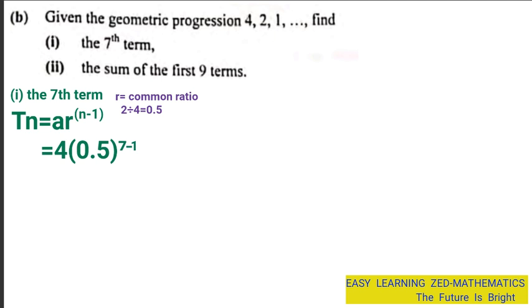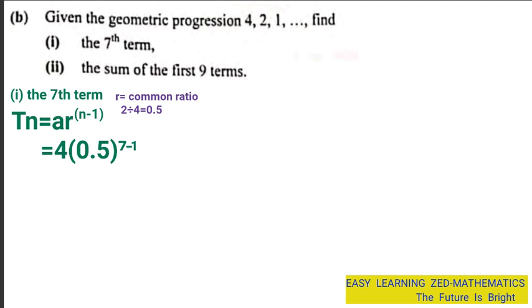It is on 7th position. That's why I've used the 7 there on the power. So we have 0.5 raised to the power of 7 because we are looking for a number that occupies the 7th position. If we are looking for a number that occupies 13th position, then we could have put 13 there where there is 7.